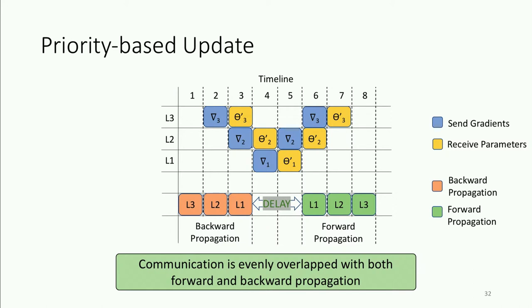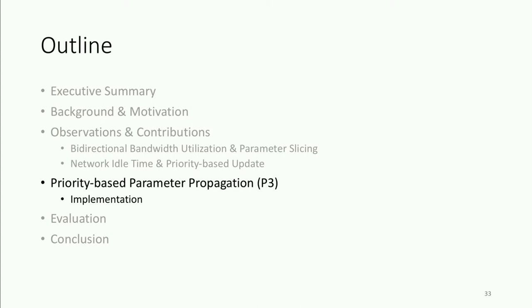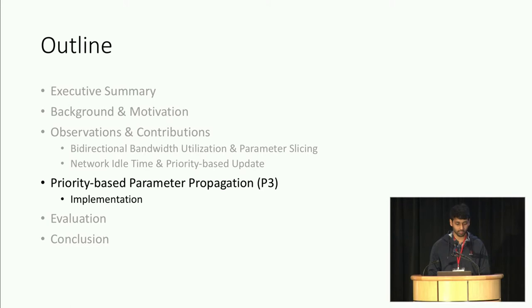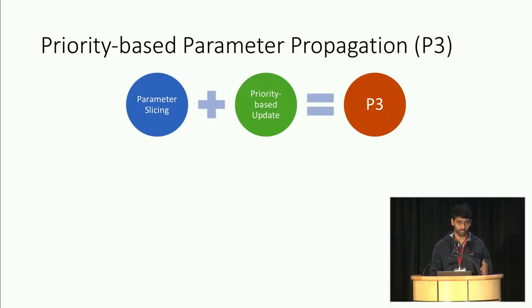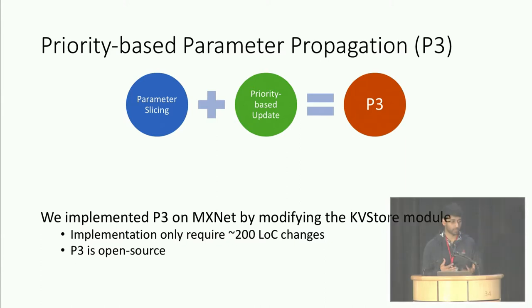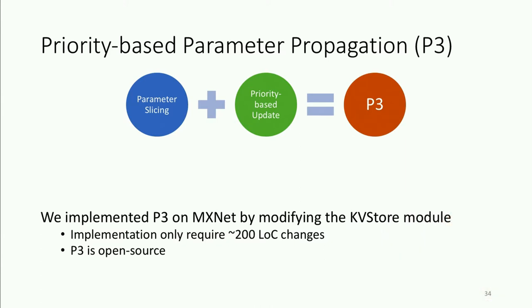So to summarize, the iteration time is considerably reduced because of this even overlap between communication and computation. Based on these two optimizations, we propose a new parameter synchronization mechanism called P3, or priority-based parameter propagation, which is a combination of parameter slicing optimization and priority-based update. We implemented P3 on top of MXNet by modifying the KV store module, which took only about 200 lines of code change. P3 is open source, and if you want to know more about the implementation, you can attend the poster session or read the paper.